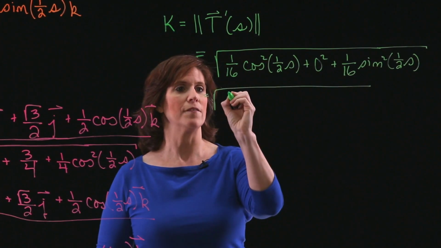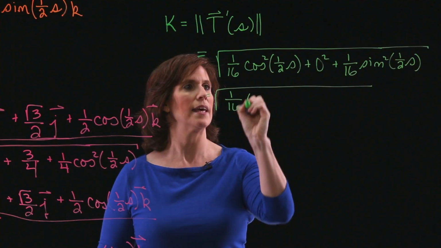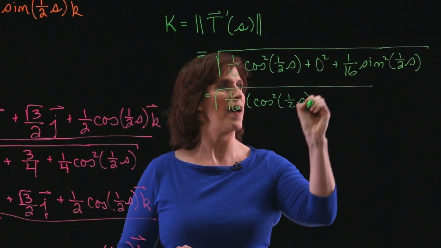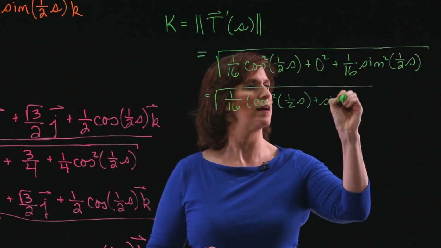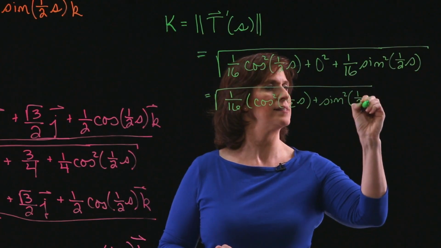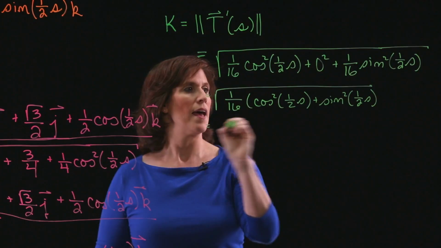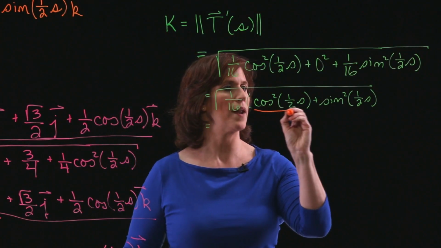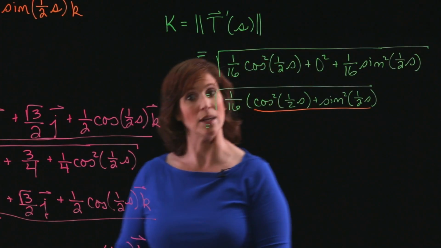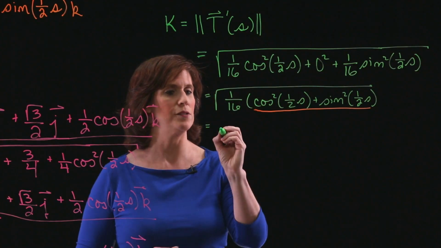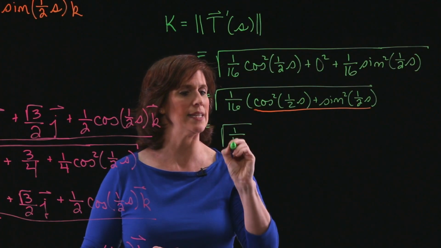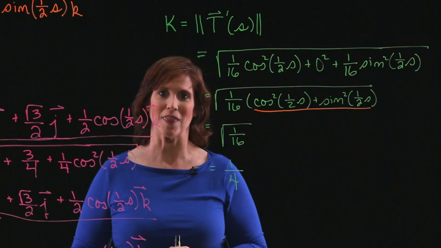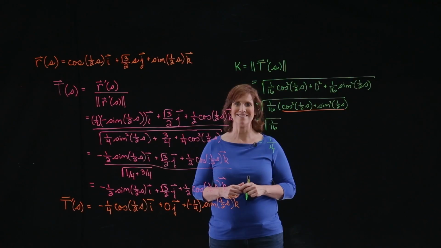Notice I can factor out a 1/16, and I'm left with cosine squared of 1/2 s plus sine squared of 1/2 s, which all equals 1. So I'm reduced down to the square root of 1/16, and I have a curvature of 1/4. I hope that was helpful. Thanks.